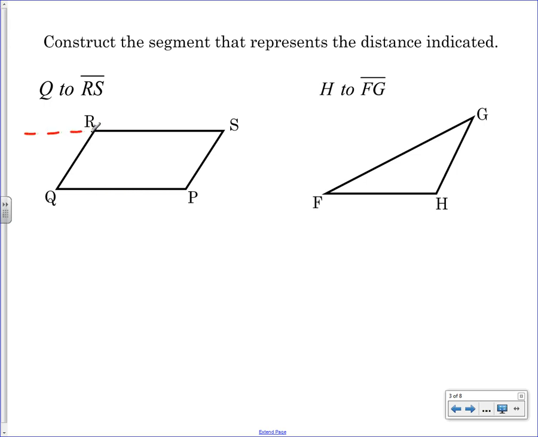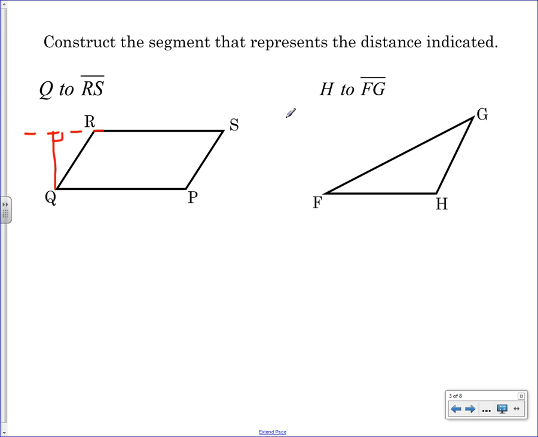So I'm going to extend line segment RS. Everybody see that? For me to make a perpendicular line to it, I'm going to go right here. Does everybody see what I just did? From Q to RS, I had to extend RS. That was the only way to do it. So it's outside the figure. Do you guys see that? That's supposed to be really easy, really quick.